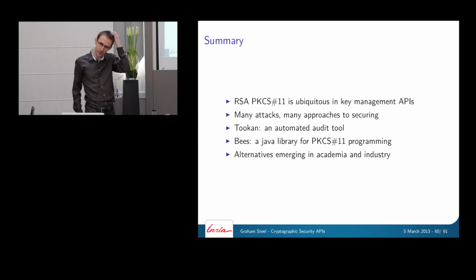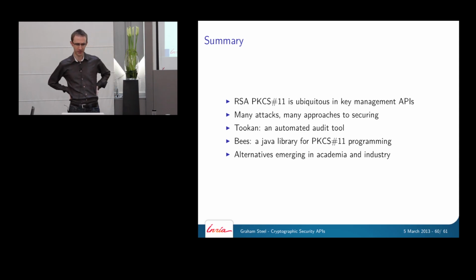Okay, so just to summarize, we've looked at RSA PKCS 11, which is the ubiquitous standard for APIs for key management devices. And we've seen that there are many, many attacks. I'm not even sure how many there were in the talk, but probably this is the talk that I give that has the most attacks in it. And there are many different approaches that one might take to trying to make a secure version. So it's really quite a muddy picture.